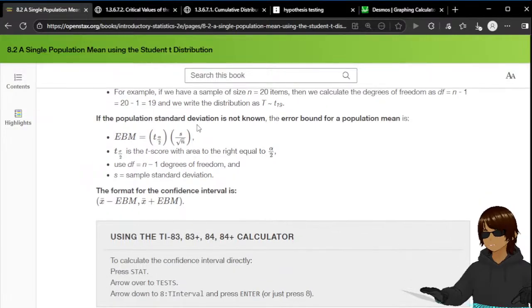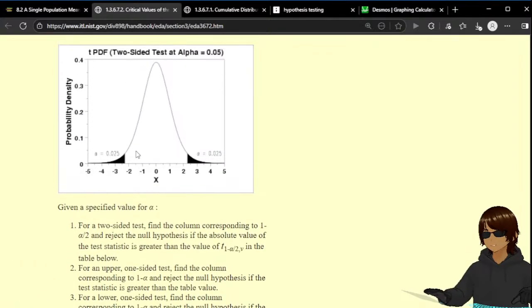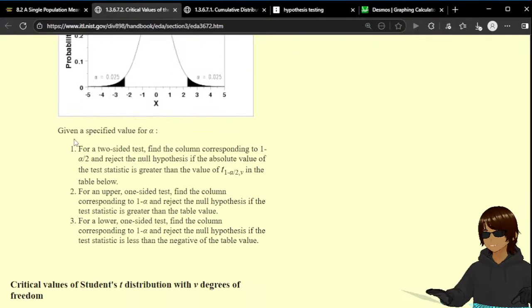The population standard deviation is not known. The error bound for a population mean is t times s over root n. t alpha over 2 is the t score with the area to the right equal to alpha over 2. T score for a two-sided test: find the column corresponding to 1 minus alpha over 2.